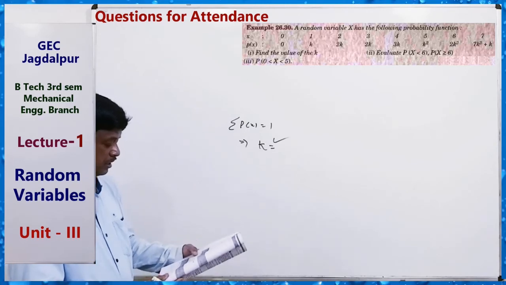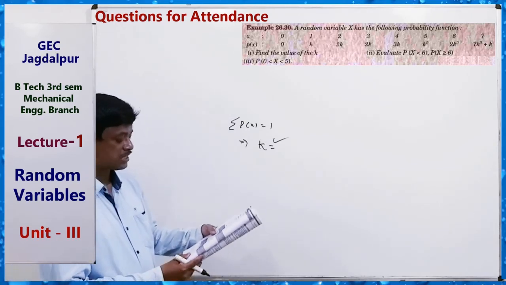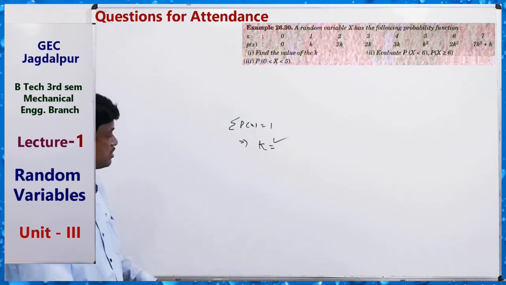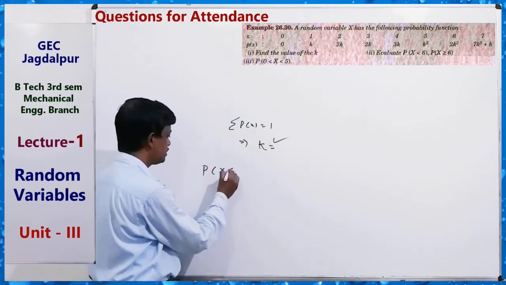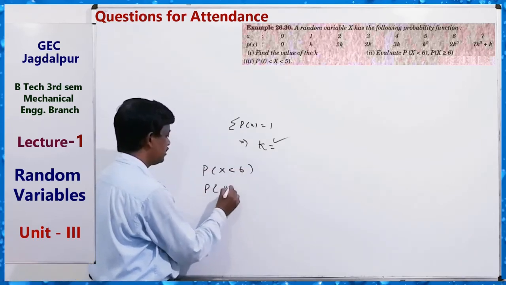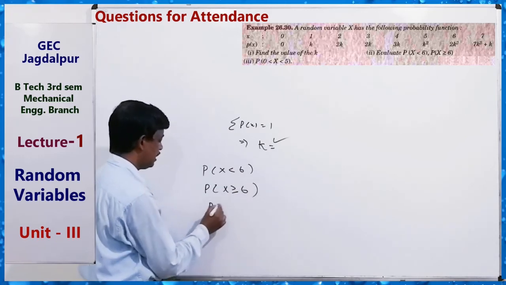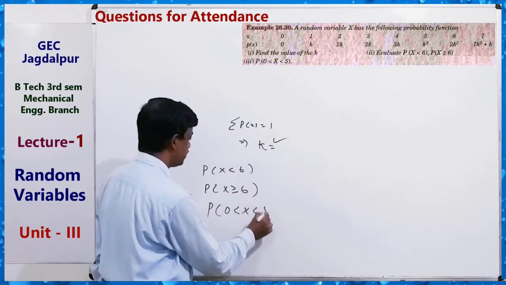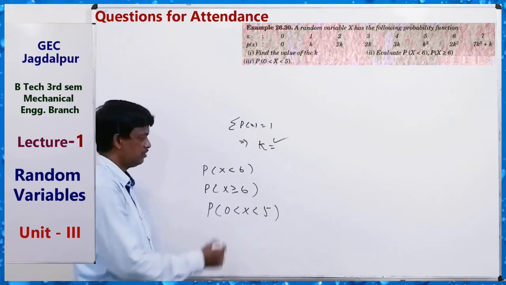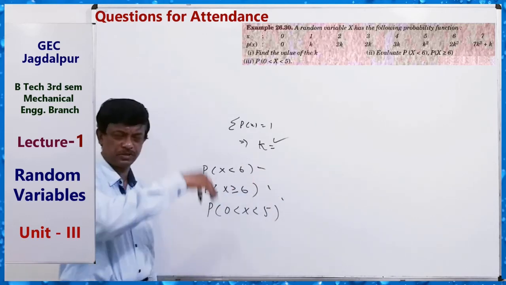Also x less than 6, x greater than or equal to 6, and 0 less than x less than 5. Okay, you can get all the values as in the previous questions.